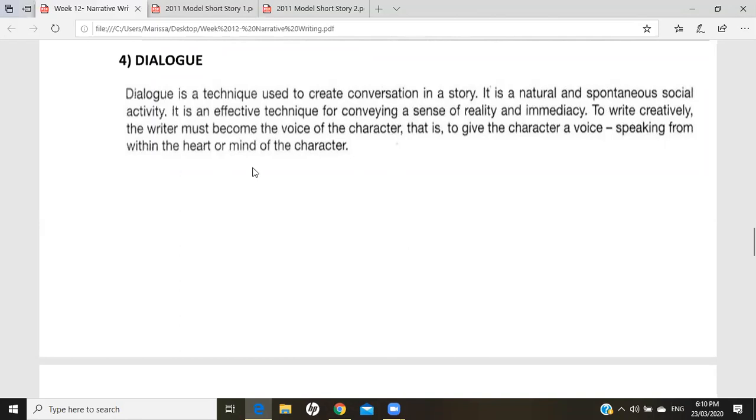To write creatively, the writer must become the voice of the character, that is, to give the character a voice. So speaking from within the heart or mind of the character. So it's the same thing I said. In order to make the characters real and believable and add much excitement to the story, you need to make the character talk. You have to give them a voice, and you do this through dialogue.